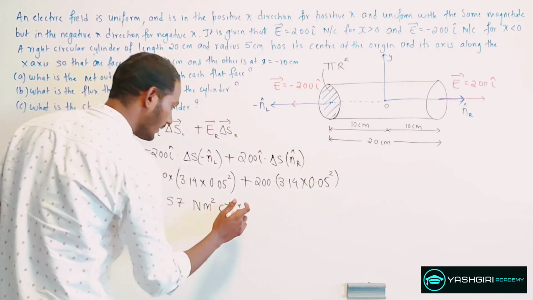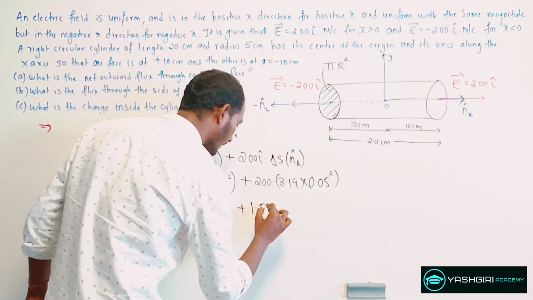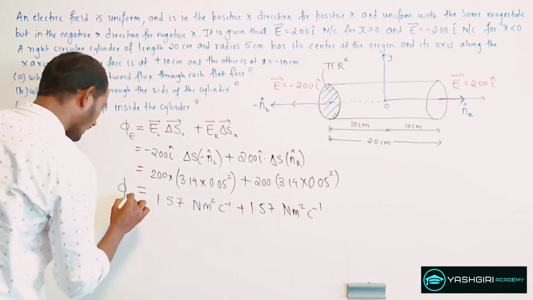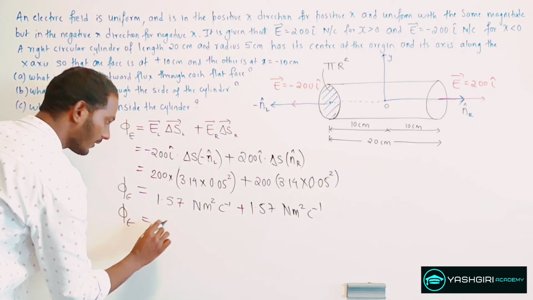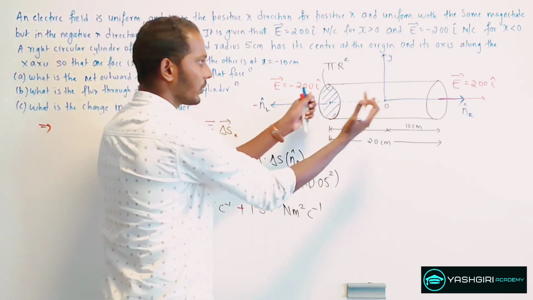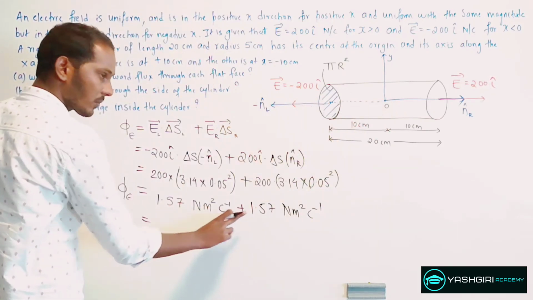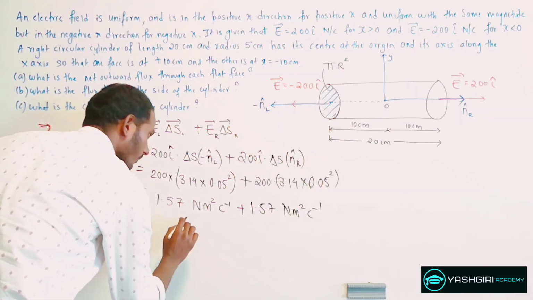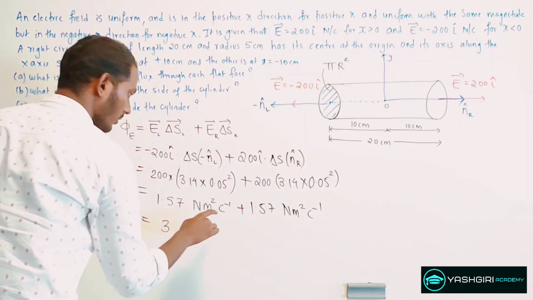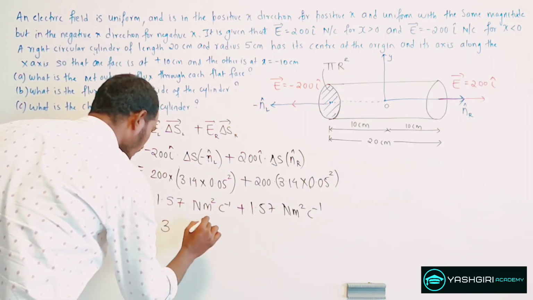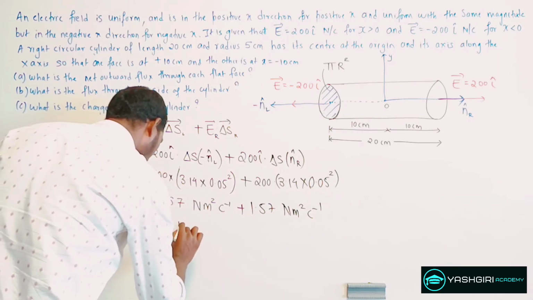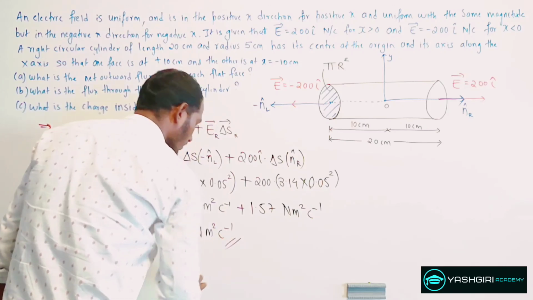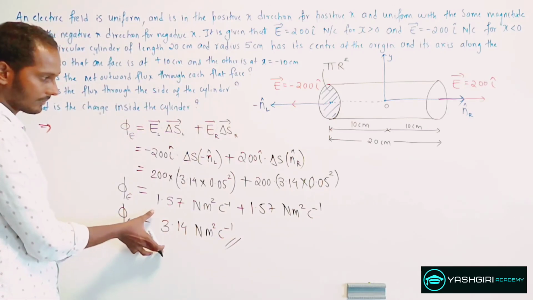So this is for the left side, plus 1.57 Newton meter square Coulomb inverse for the right side. The total answer that you will be getting for both, when you add, since we are told to find the net, is 1.57 plus 1.57, which will give me 3.14 Newton meter square Coulomb inverse. So that's the answer I'll be getting.